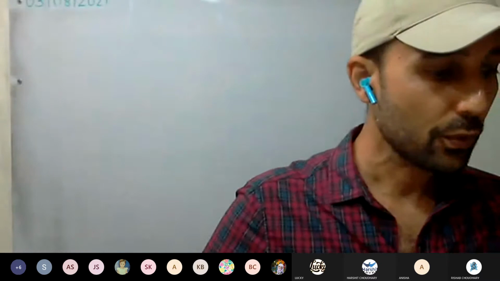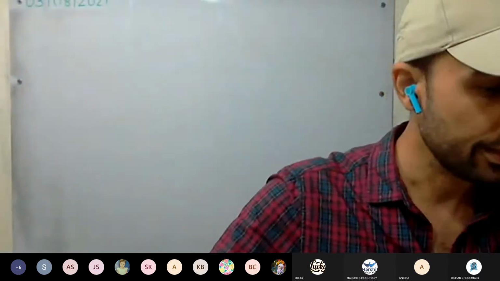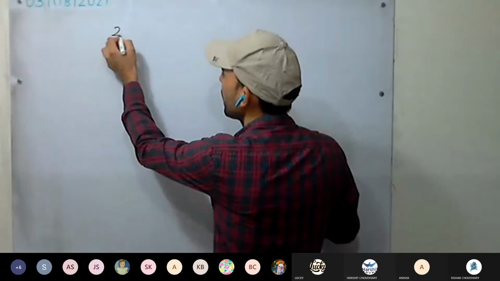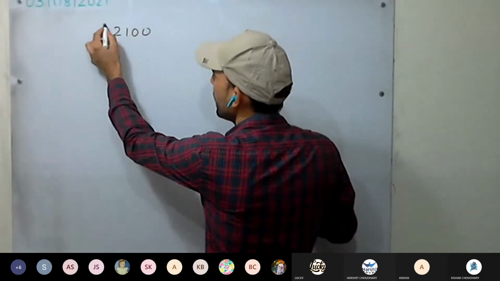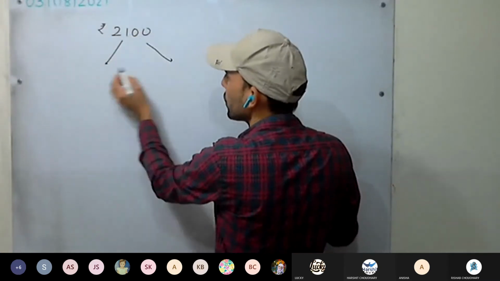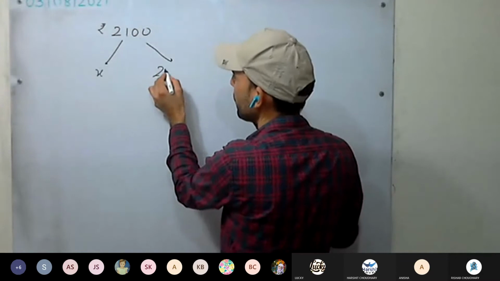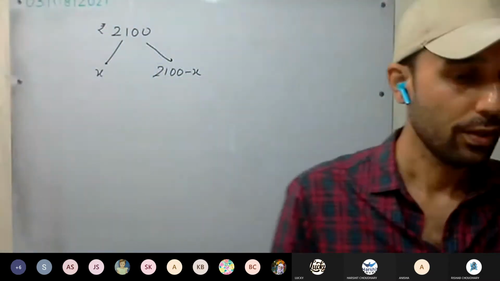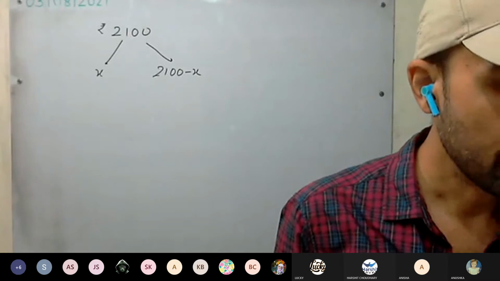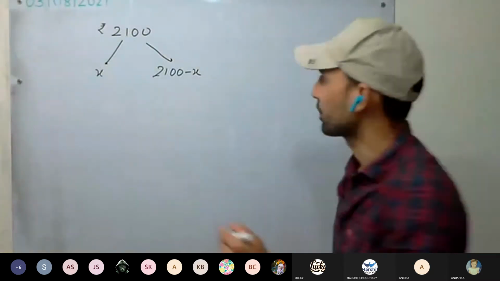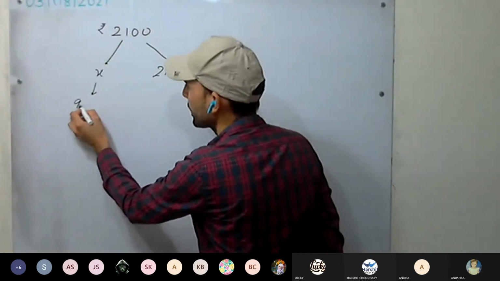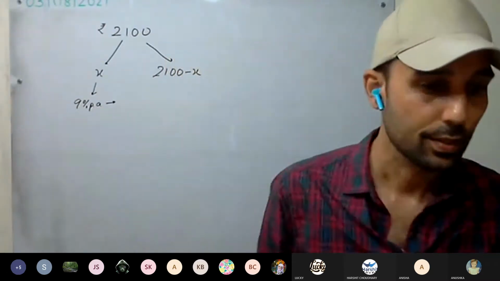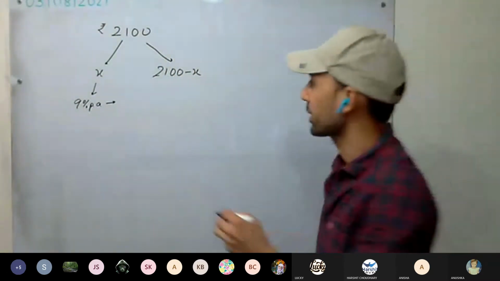A sum of 2,100 is lent out in two parts. Again, we have 2,100 rupees, lent in two parts. So let one part be x, the other part will be 2,100 minus x. This you all know. If the interest on one part at 9% per annum, here the rate is 9% per annum, for 5 years.